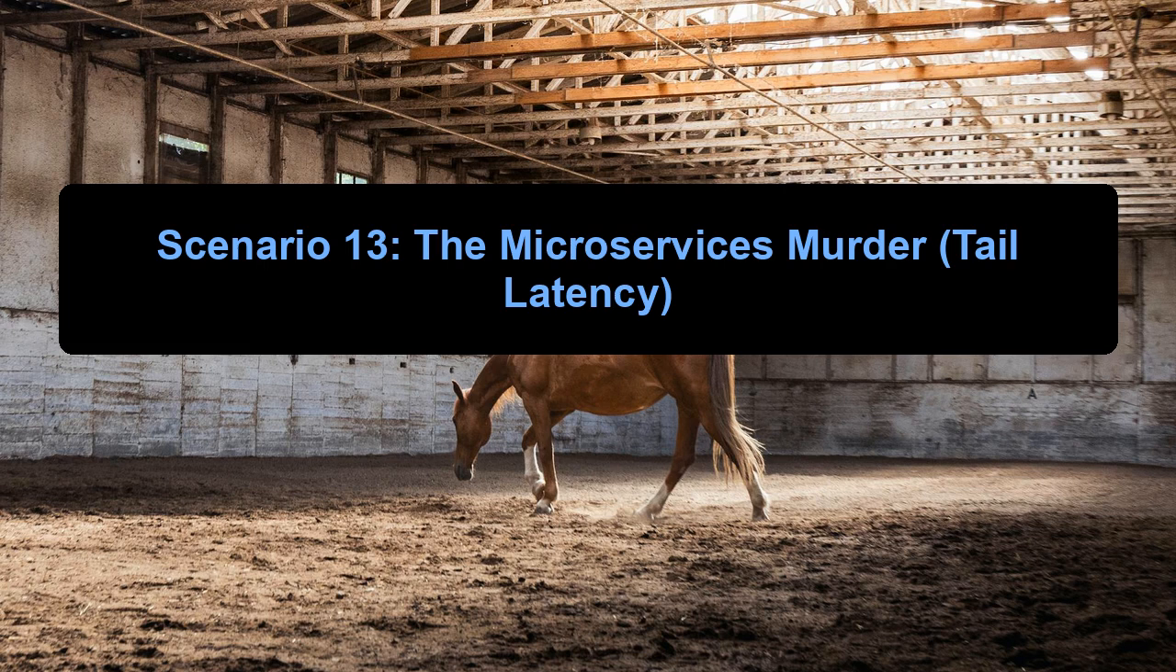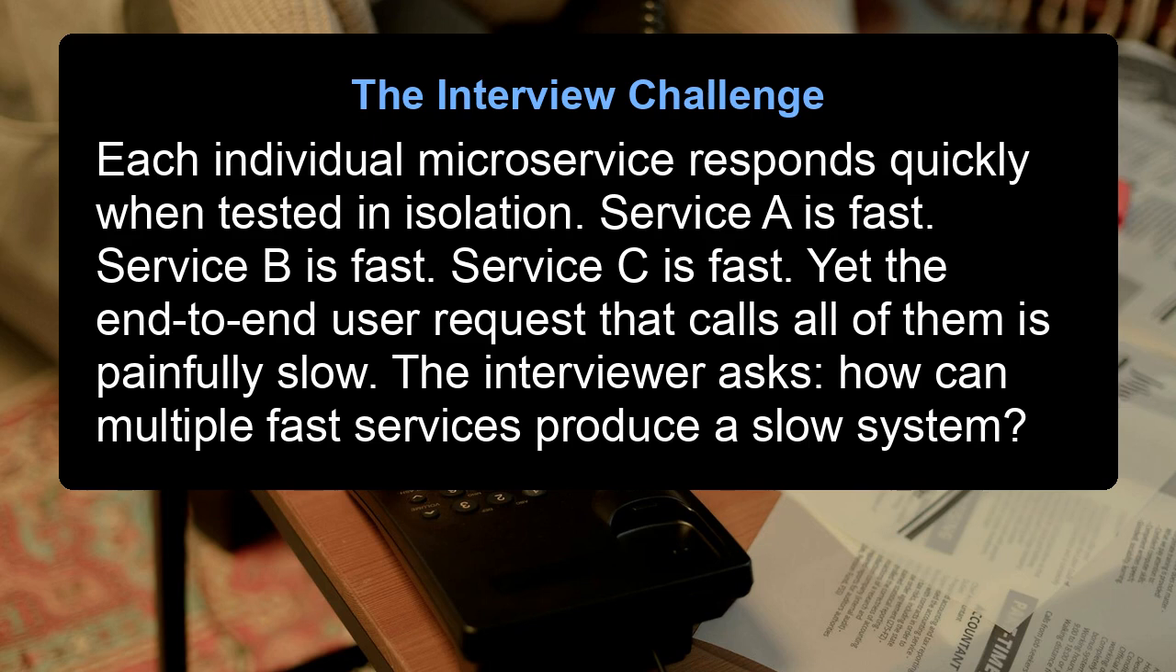Scenario 13. The microservices murder tail latency. The interview challenge. Each individual microservice responds quickly when tested in isolation. Service A is fast. Service B is fast. Service C is fast. Yet the end-to-end user request that calls all of them is painfully slow. The interviewer asks, how can multiple fast services produce a slow system?